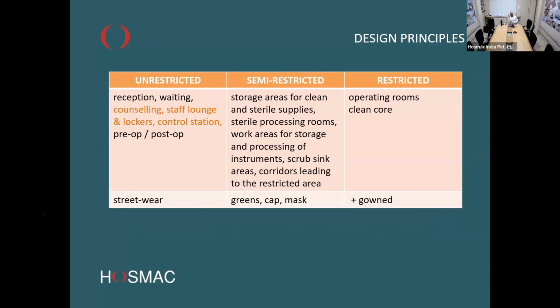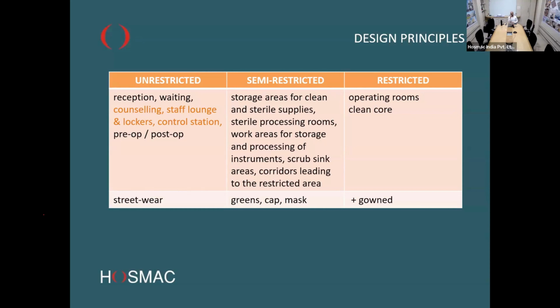A lot of people will have this question that, when you define this into 3 zones, what happens in which zone? So just to make it easier for the reader, we have the tabulation. In the unrestricted zone, we have the reception, waiting, the counseling room, staff lounges and lockers, control station where the patient is taken over from the ward staff by the surgical staff, and the pre-op and the post-op zone. These are areas where you may be allowed to move in your streetwear.